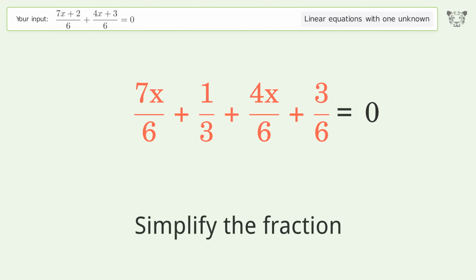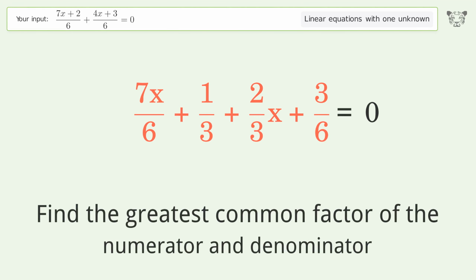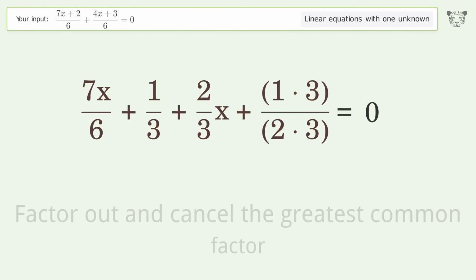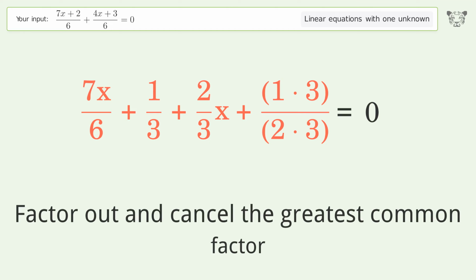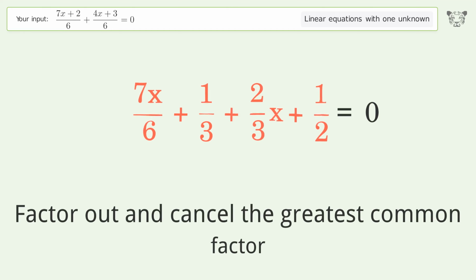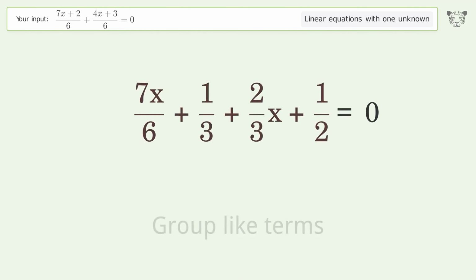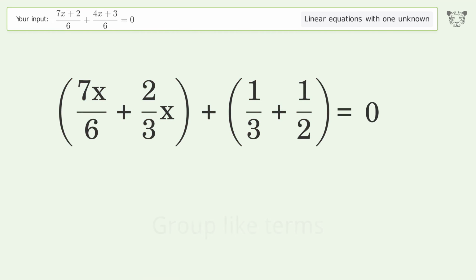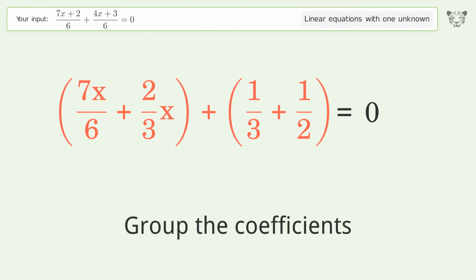Simplify the fraction. Find the greatest common factor of the numerator and denominator. Factor out and cancel the greatest common factor. Group like terms. Group the coefficients.